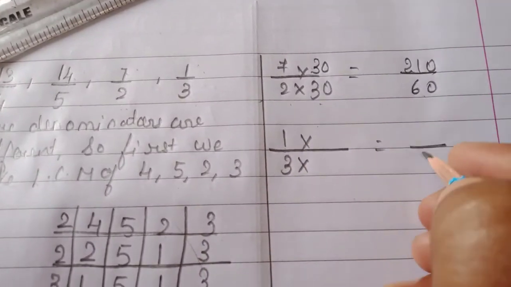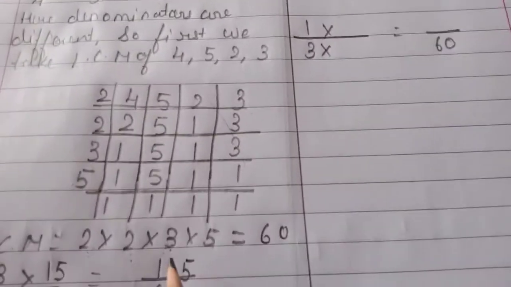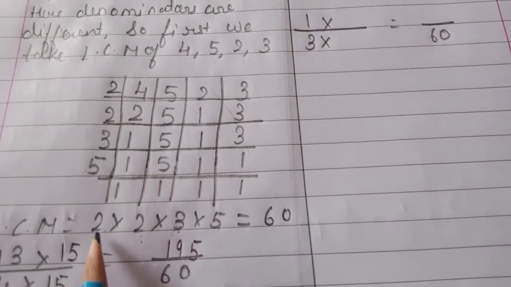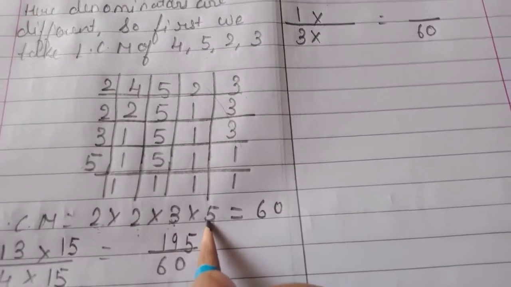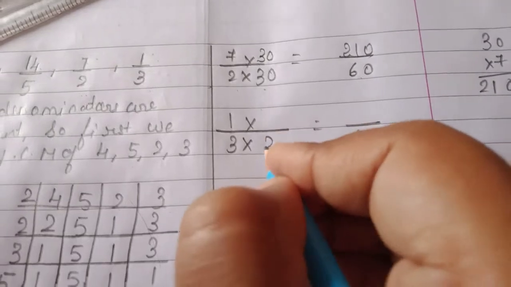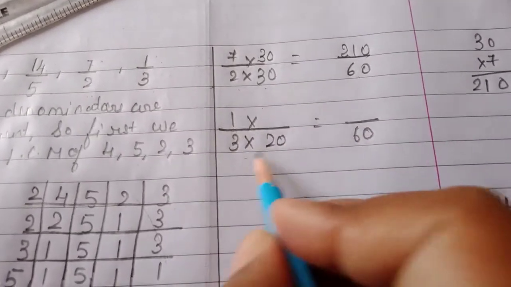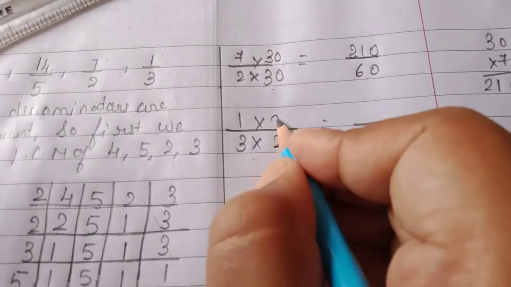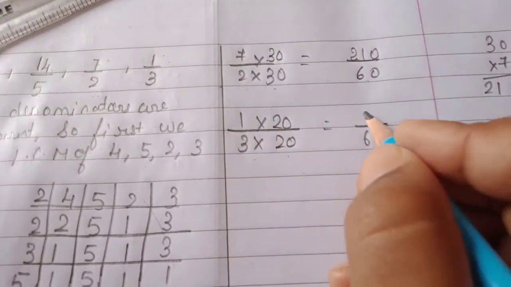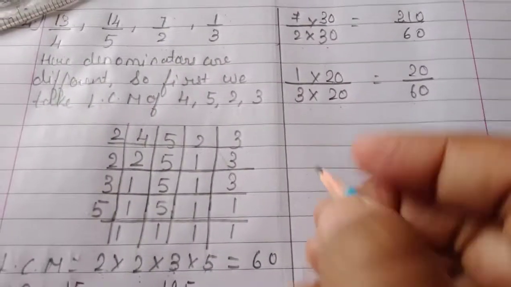So we want here denominator 60. So here 3 is there. So remaining all numbers we will take. 2 2s are 4, 4 5s are 20. So with 3 we will multiply 20. So 3 20s are 60. And numerator also we will multiply with 20. So 1 20 is 20.